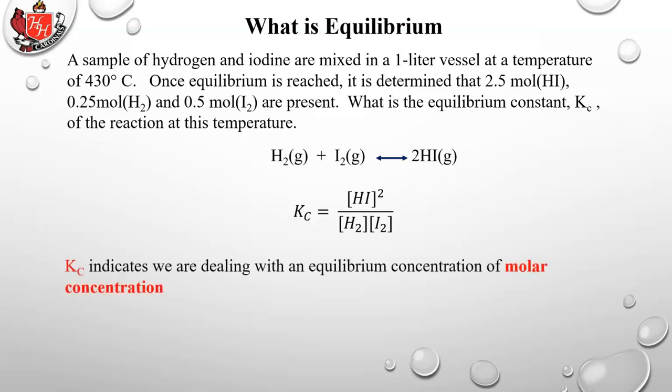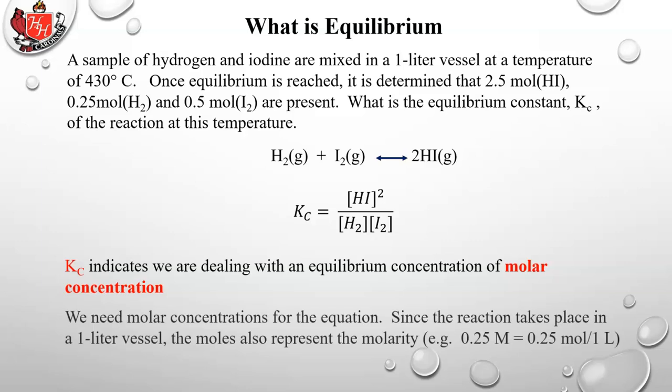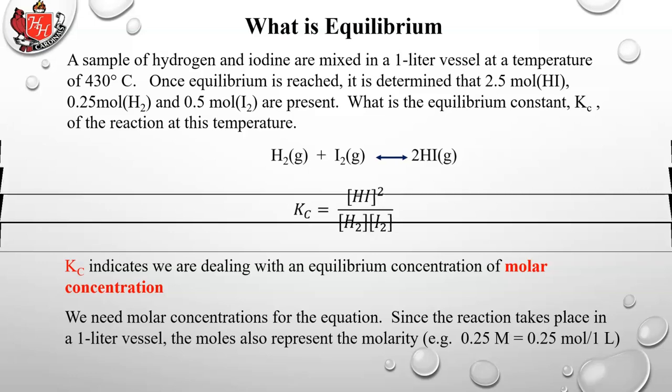So Kc indicates we are dealing with an equilibrium of molar concentration as opposed to, say, pressures. And there are a number of other equilibrium constants that we will be using. So we need molar concentrations for the equation. Since the reaction takes place in a 1 liter vessel, the moles also represent the molarity. In other words, 0.25 molar equals 0.25 moles over 1 liter.